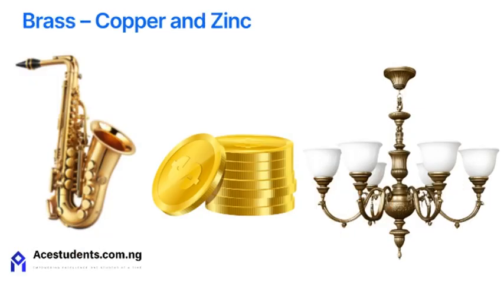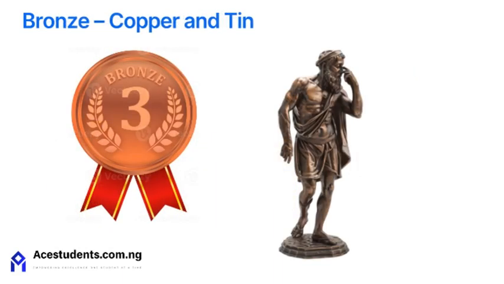Brass is made by mixing copper and zinc. It is used to make musical instruments, coins, and door handles. Bronze is made by mixing copper and tin. It is stronger than copper alone and does not rust easily. It is used in statues and medals.